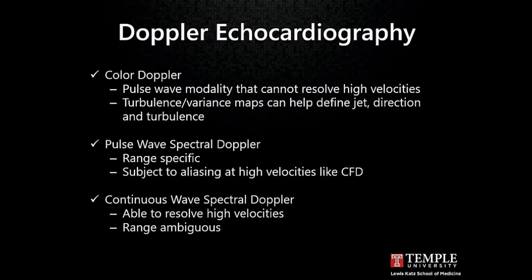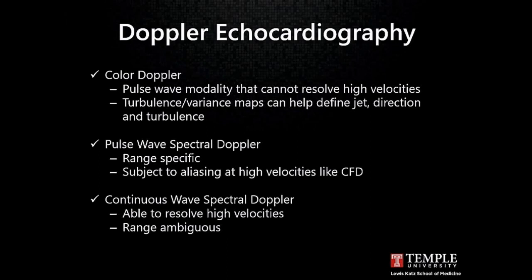Color Doppler, still a pulse wave modality, can't resolve high velocities. You can use different types of maps to define jets, the direction of jets, and the turbulence if it's present. Pulse wave Doppler is more range specific. You're setting the gate in a specific location, but it'll be subject to aliasing at high velocities, just like color flow Doppler, because they're both the same technique.